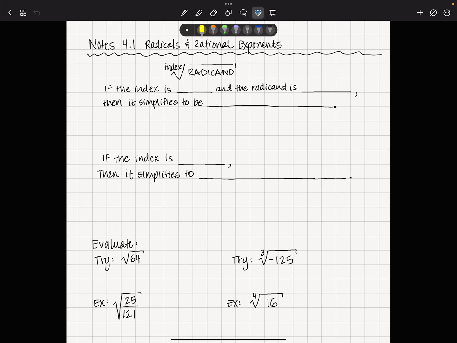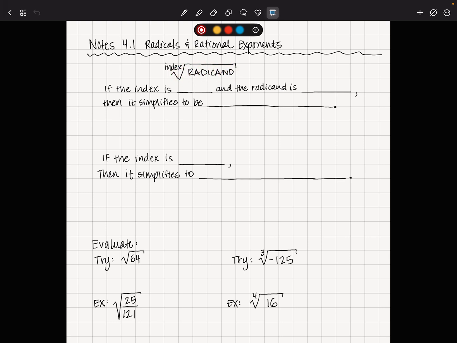In this video, we're going to discuss radicals and rational exponents. So let's begin with the radical. We have a radical sign, that's this symbol right here. And in this little position right here, there's sometimes a number there, sometimes it's blank. Whether it's blank or there's a number, that's called the index. And the value on the inside of the radical symbol is called the radicand.